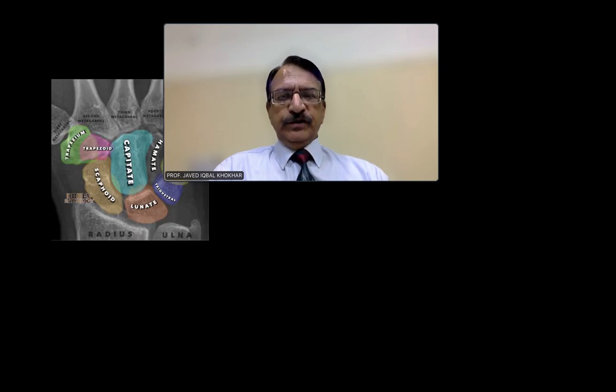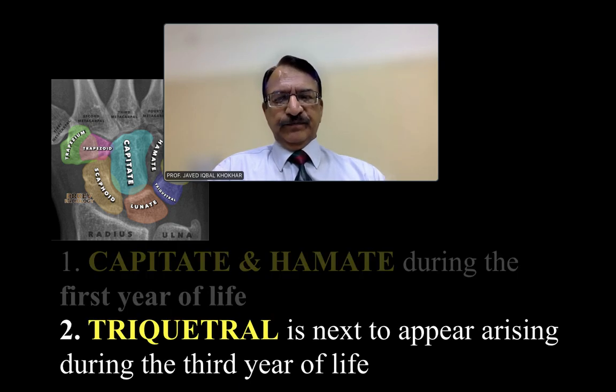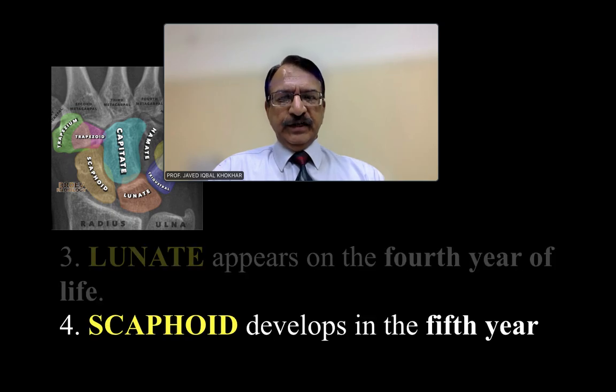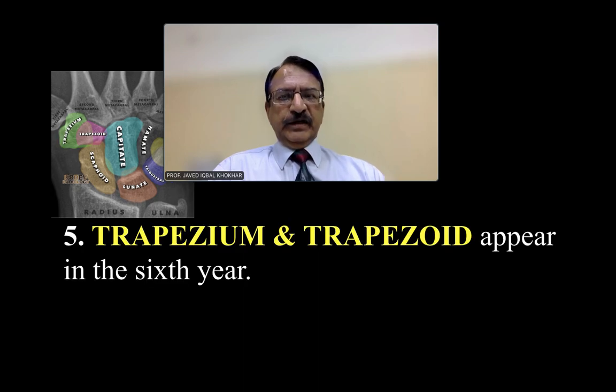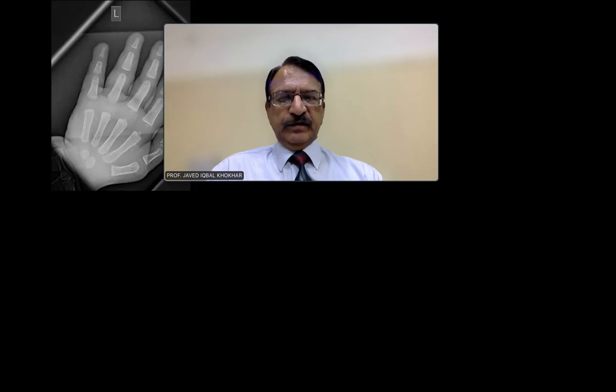Now the carpal bone ossification, how it occurs: the capitate and hamate appear in the first year of life. Triquetral is next to appear, arising during the third year of life. Lunate in the fourth year, scaphoid in the fifth year, trapezium and trapezoid appear in the sixth year. Pisiform appears last at the 12th year of life.